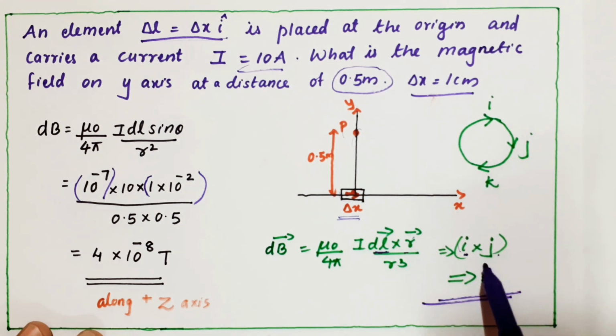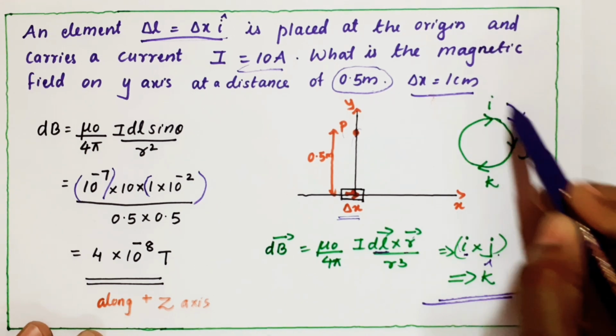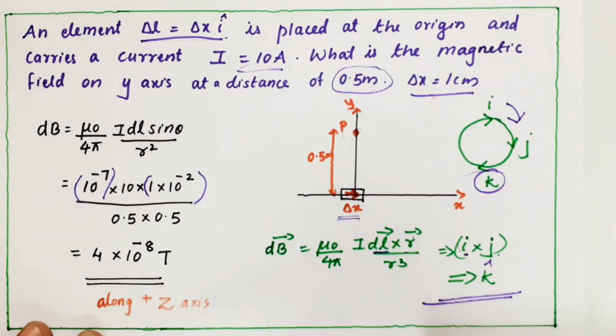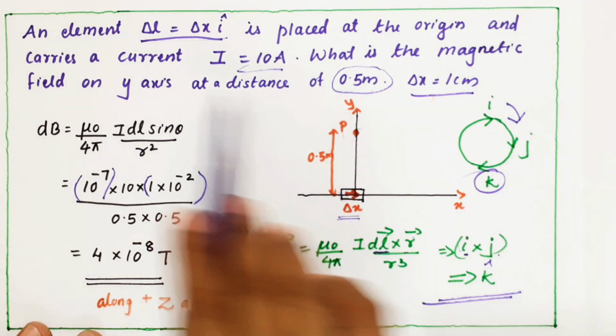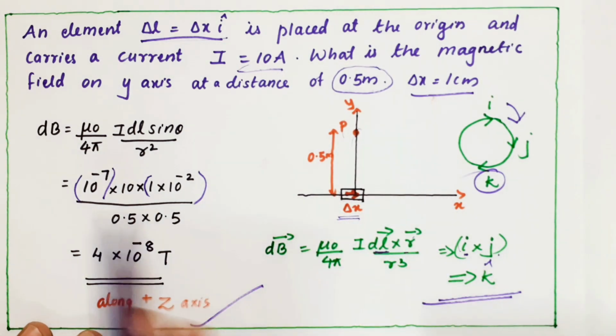What is i cross j? You know that i cross j is k. So it means that the magnetic field is along the positive z-axis. The magnetic field is along the positive z-axis. Simple thing, simple Biot-Savart law we used. So according to what they told, you have to draw a diagram. And the main thing, we are substituting everything, no problem for doing all these. Only one thing about the direction.